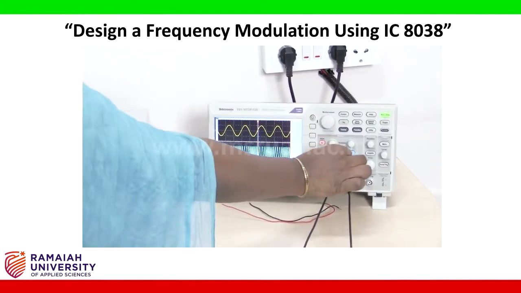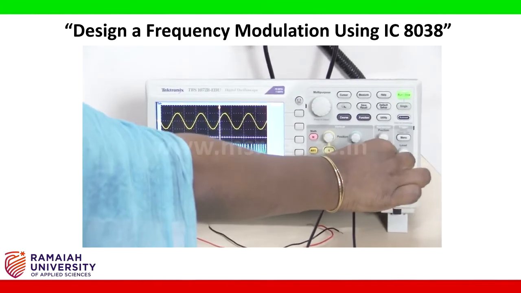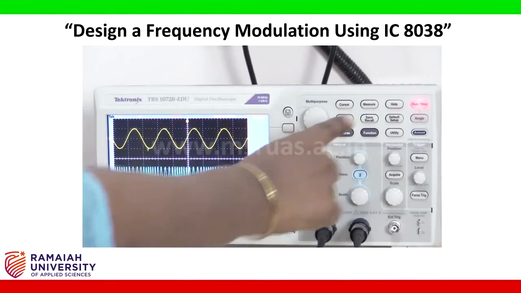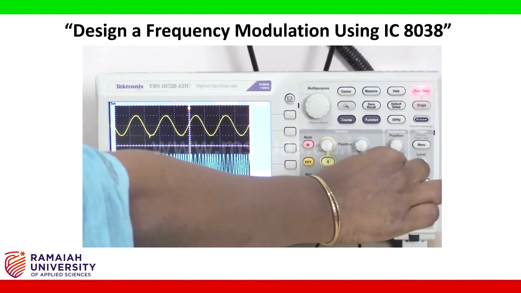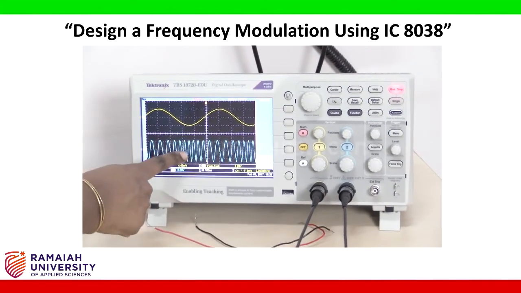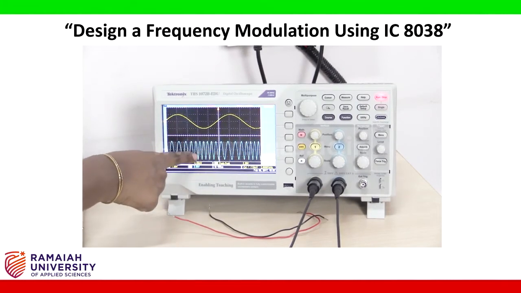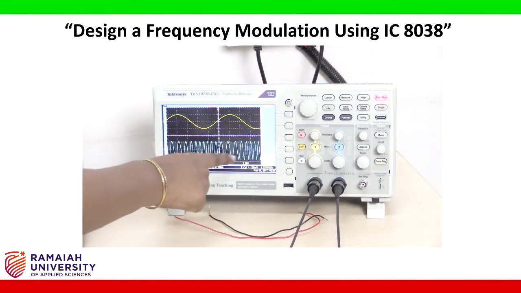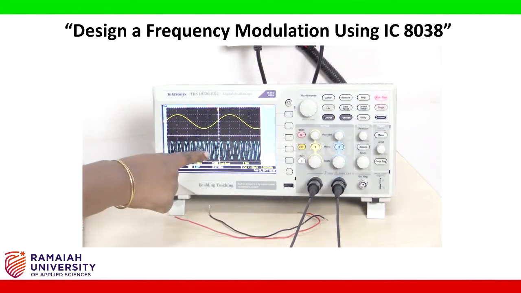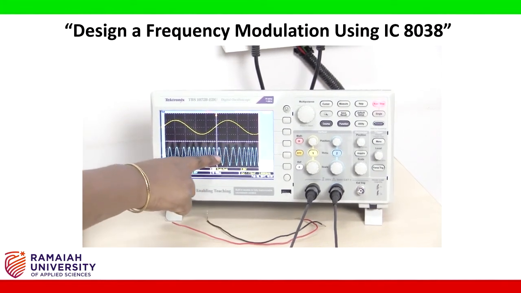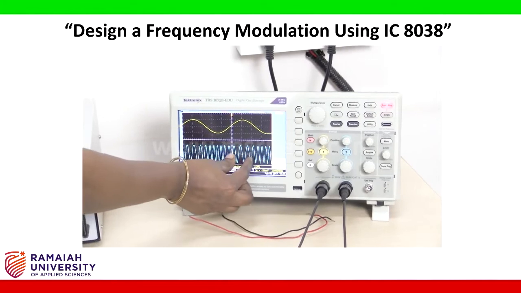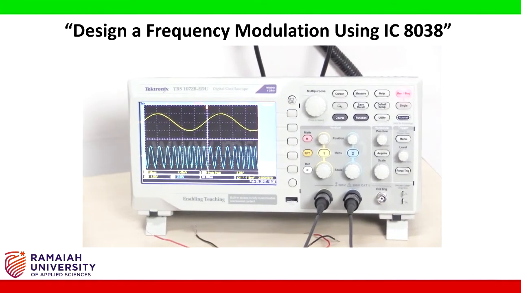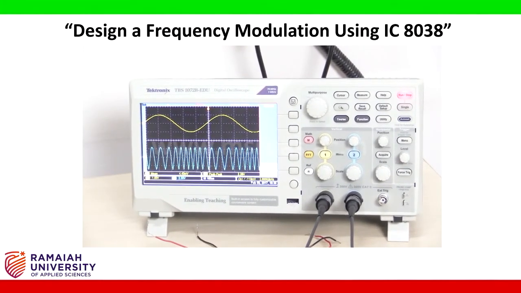You can zoom or unzoom if necessary. Now press run stop. Again adjust the scale, time scale. You can see that these cycles of the sine wave are very close to each other. However, these are far away from each other. So the frequency here is much higher than the frequency here. You can measure minimum frequency, maximum frequency, and you can calculate the frequency deviation and transmission bandwidth if necessary.